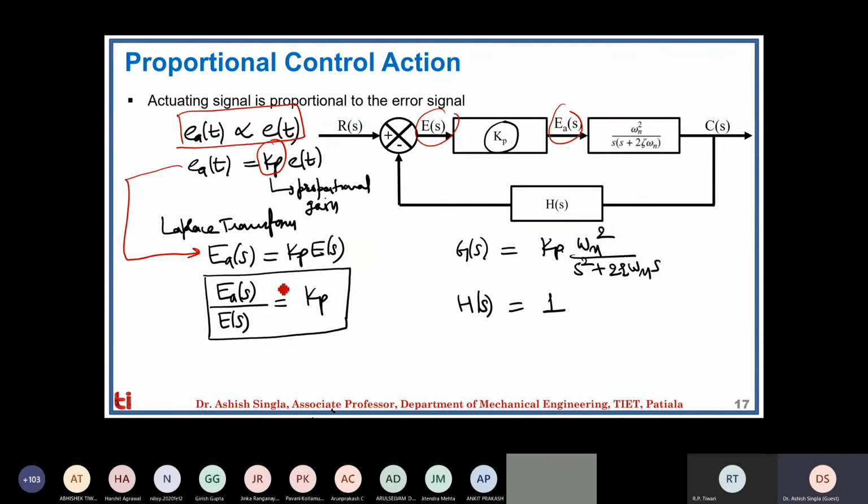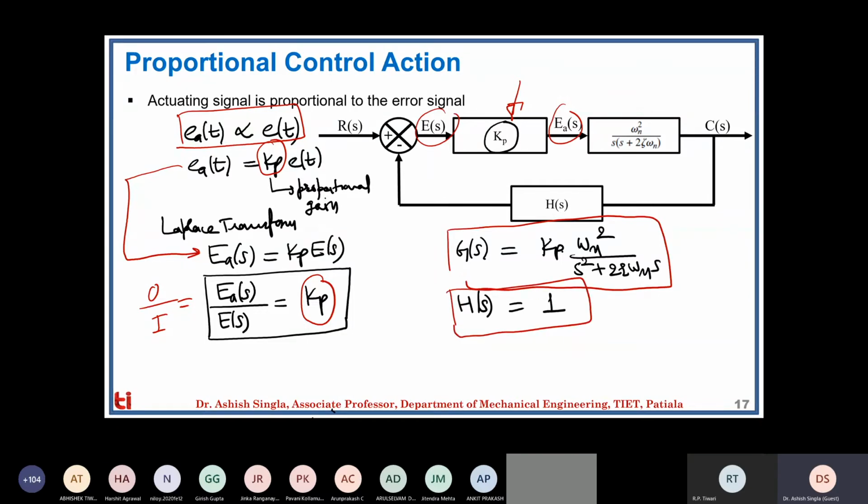and we know that the transfer function of this controller is output by input. This is the output and this is the input from the controller's point of view. So the transfer function of this controller is this gain Kp, called the proportional gain. Now we can say that the forward loop transfer function is this term and the feedback loop is unity. So this is a typical diagram to find out the properties of the proportional control action.